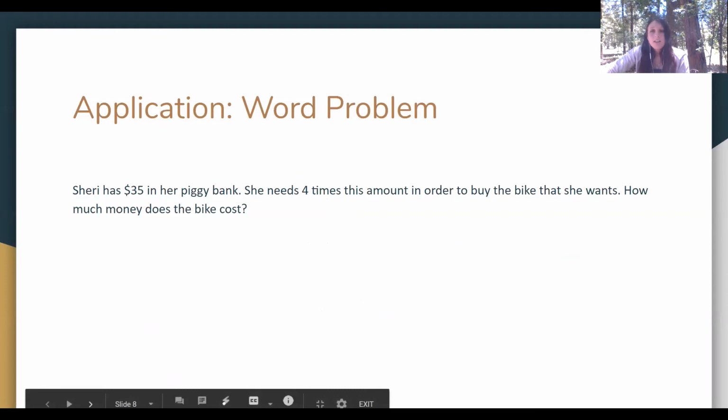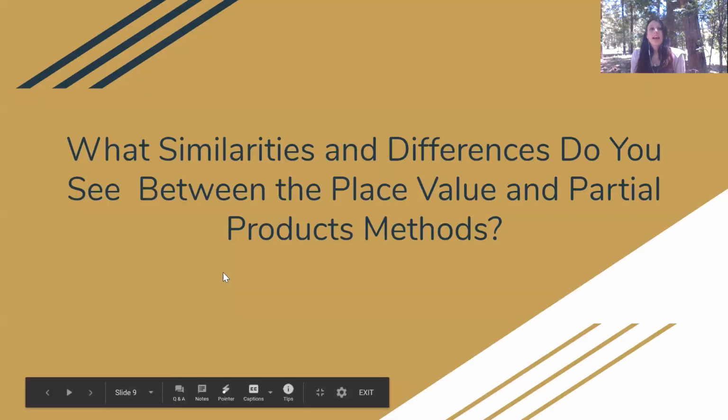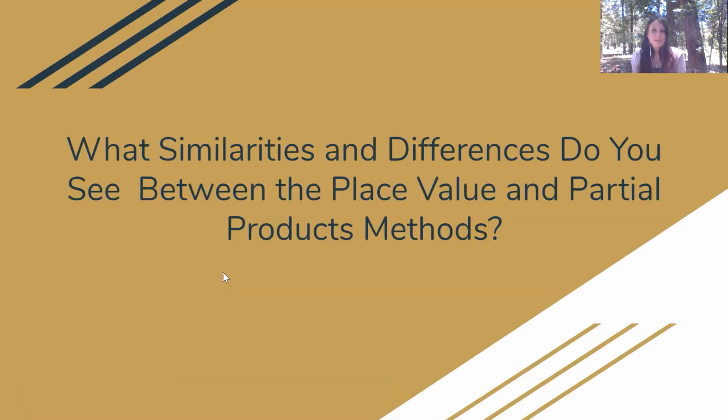Let's move on. Here's our discussion question for today. What similarities and differences do you see between the place value and the partial products method? Go ahead and pause the video and write down 2 similarities and 2 differences that you see. And then once you're done, we're going to go over some answers. Hi guys, welcome back. So let's talk about the similarities and differences that you see between the 2 methods.